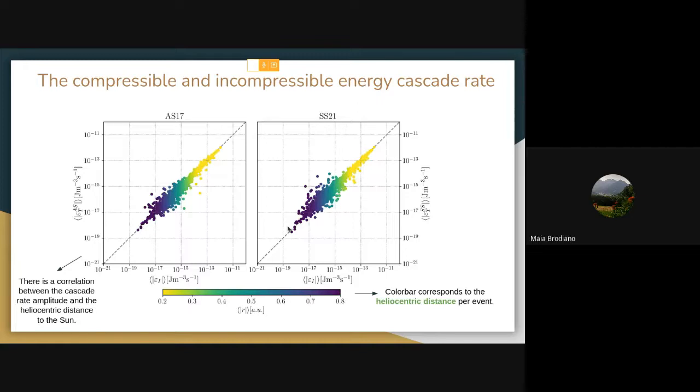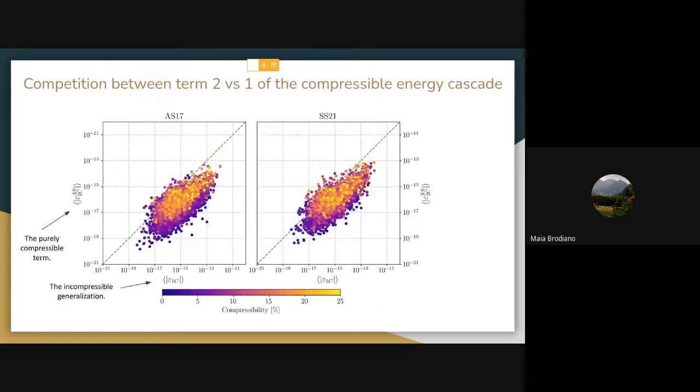Then we study the same, but we change the color bar to the heliocentric distance. And we notice, of course, that there is a strong correlation between the energy cascade rate and the distance to the sun. So the closer we are to the sun, the larger the energy we have. And this is a well-known result, and this is like a confirmation that we're doing.